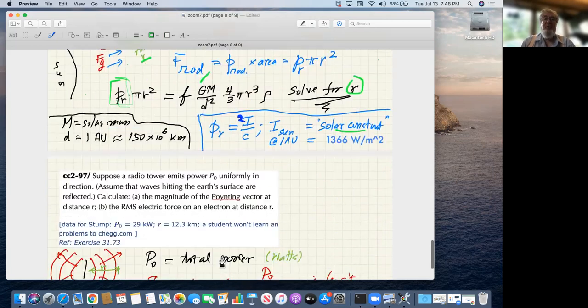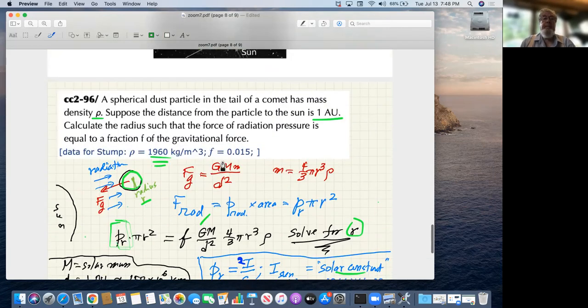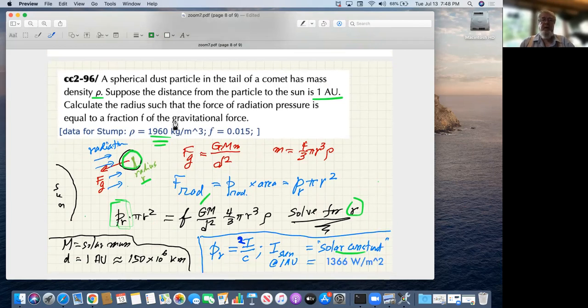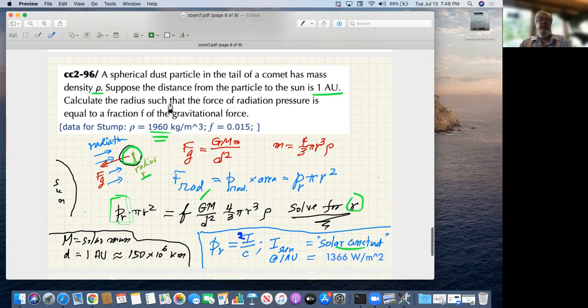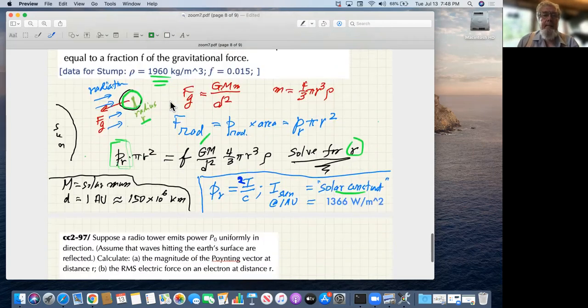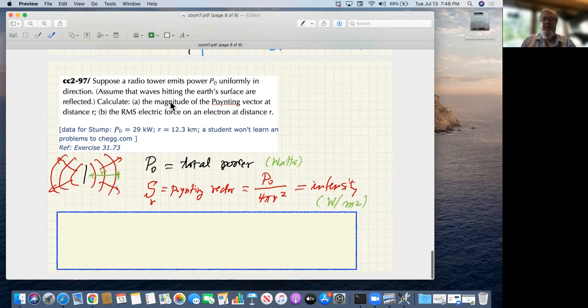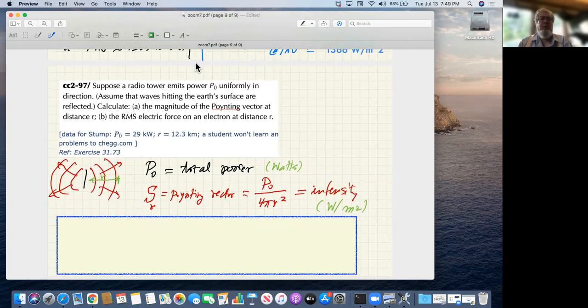All right, so that's an example with radiation pressure. It's an example from the homework assignment. It's possible there could be a problem with radiation pressure on the exam. I don't know what's on the exam, but anyway. The final problem on the homework assignment has to do with, again, power. It's the power produced by a radio antenna.